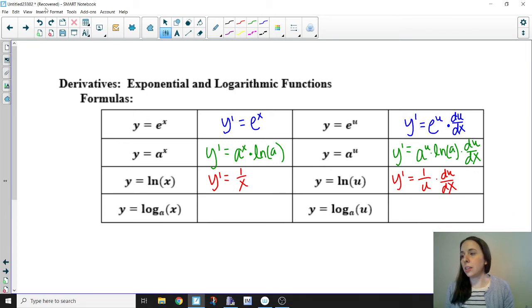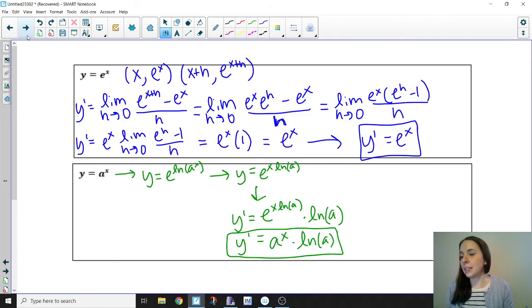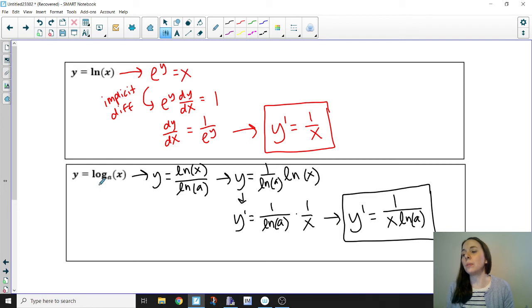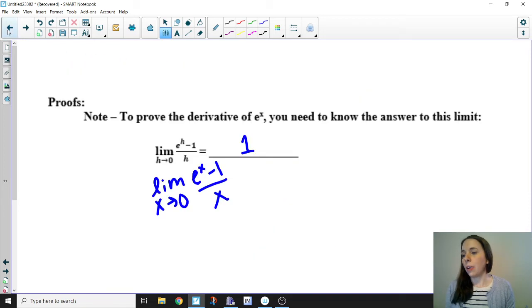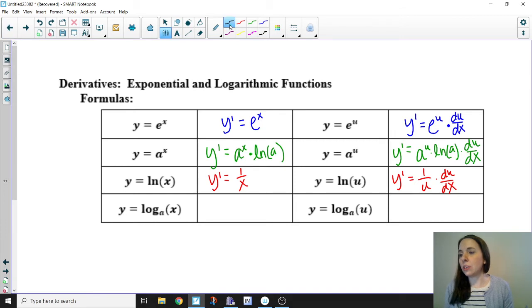And finally, the last box here, y equals log base a, uses the change of base rule with the fact that we know that the derivative of the ln of x is 1 over x. And from that information, we get this derivative formula for the log base a. It is y prime is 1 over x times the ln of a. And we will put that information right here.